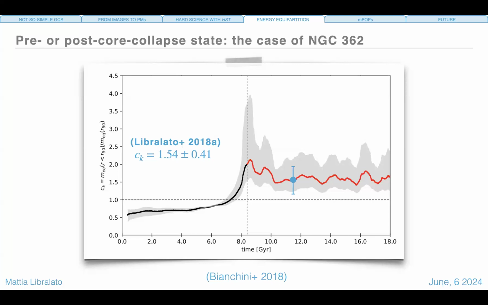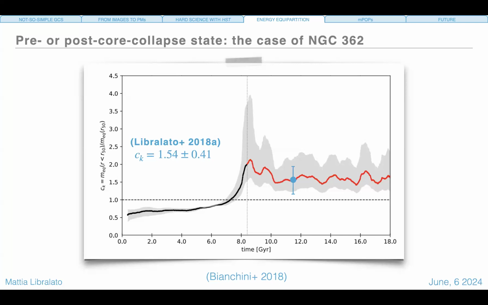So Paolo Bianchini proposed this in this work: the kinematic concentration parameter. It is the ratio between the level of energy partition measured locally, like at the half-light radius, and globally, so within the entire half-light radius. And in this plot, this is the concentration parameter as a function of time. Here, you see MEQ instead of eta.